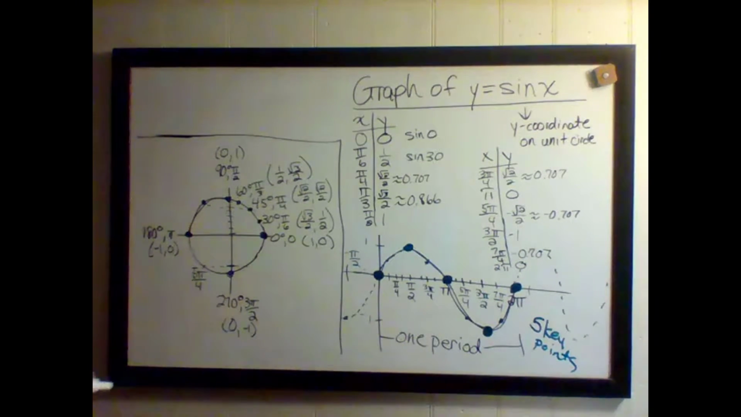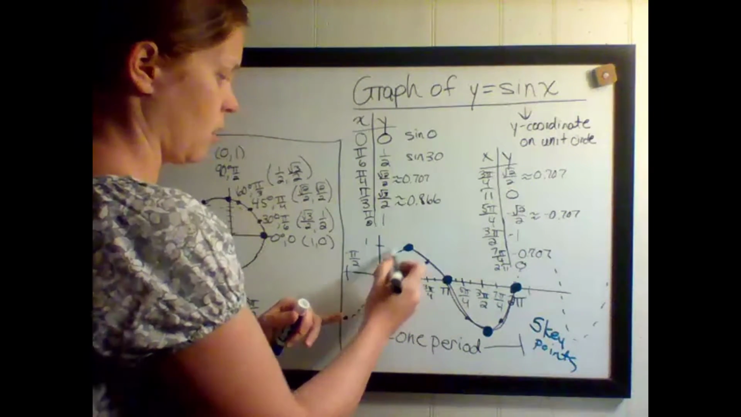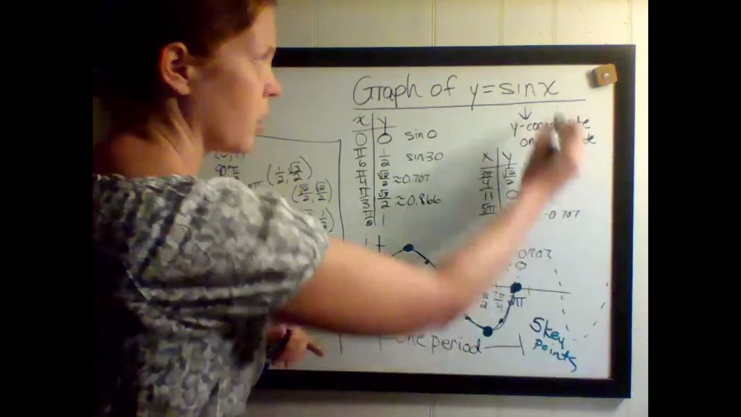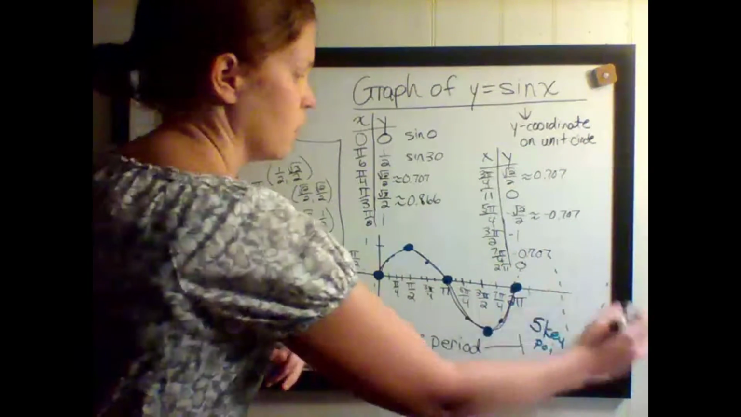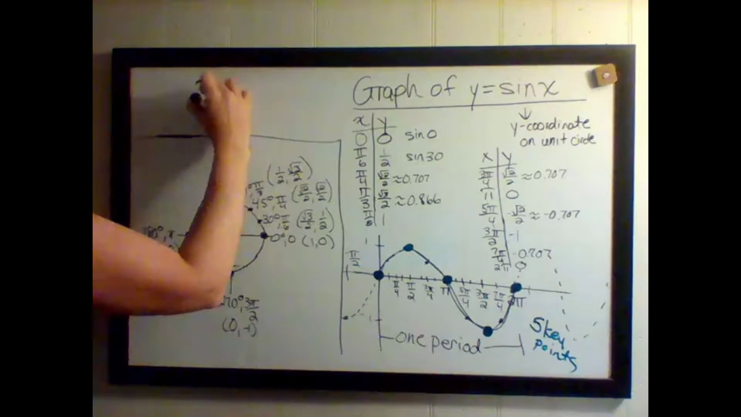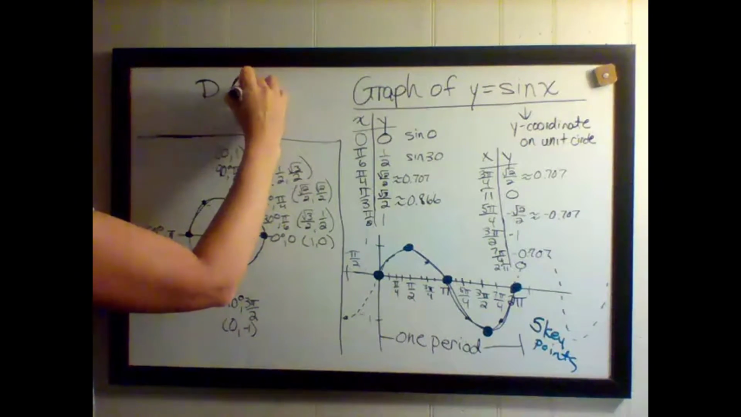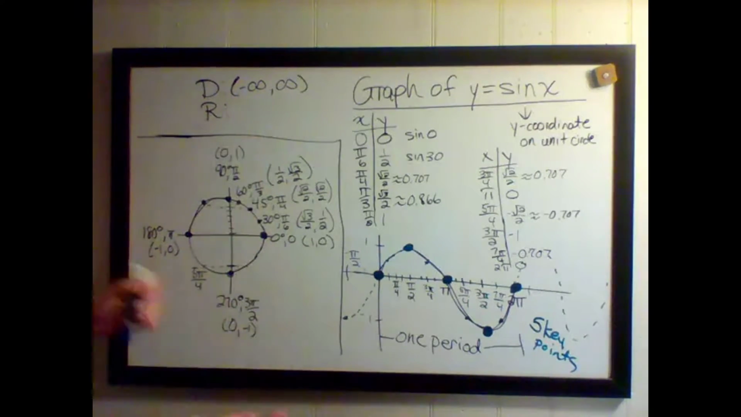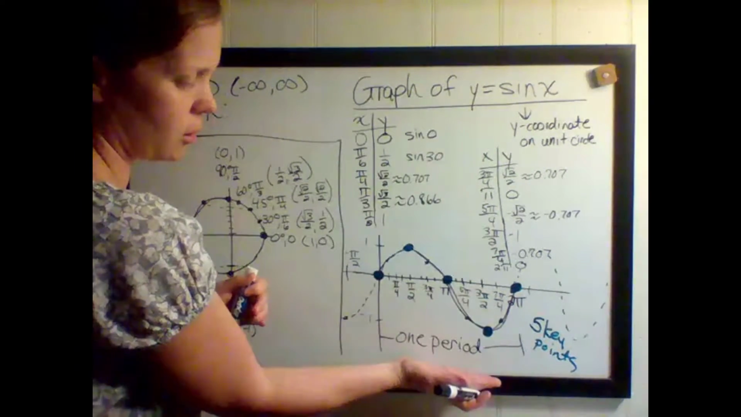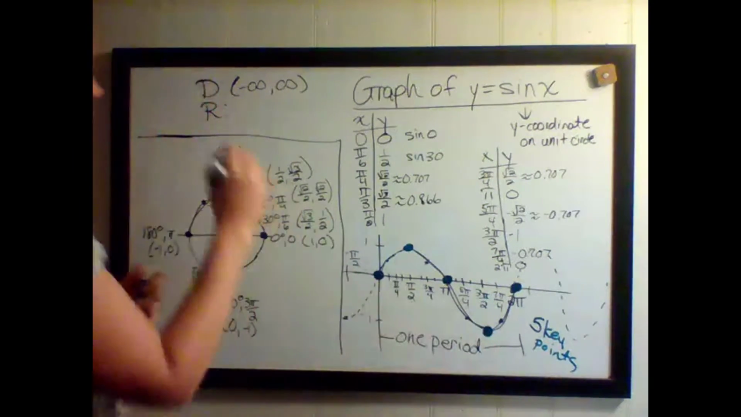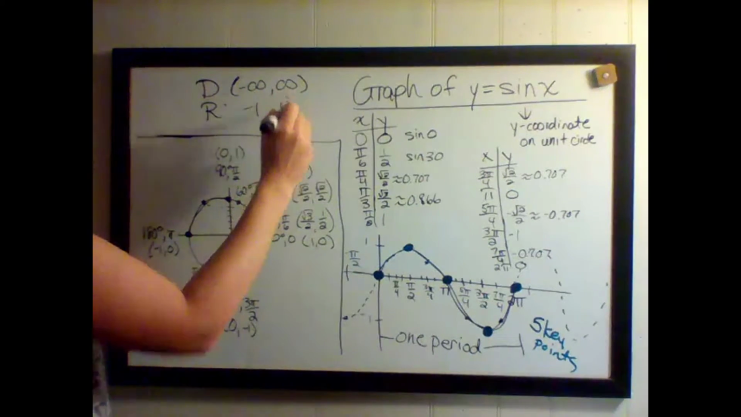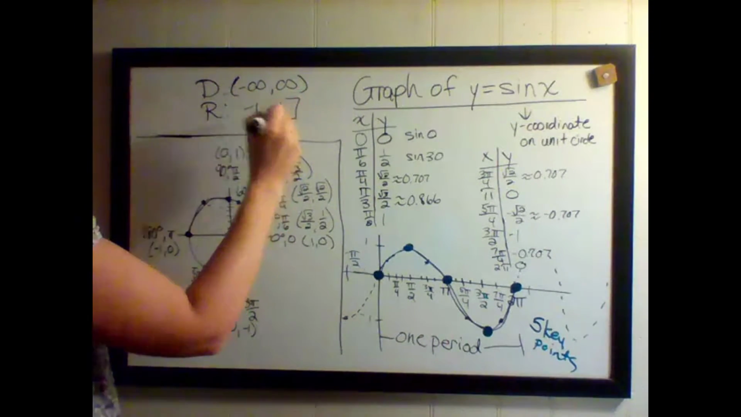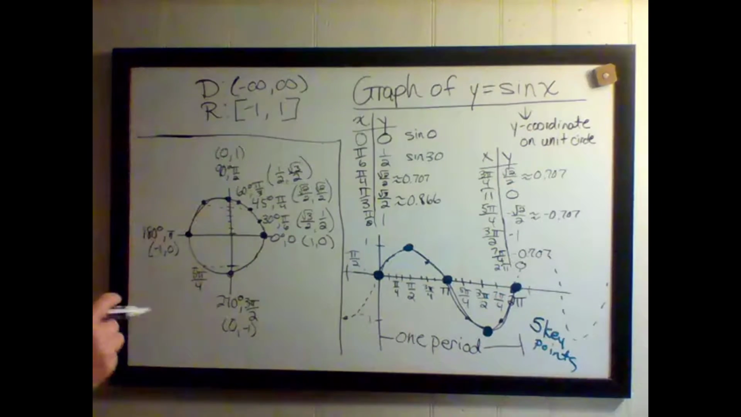Notice too the domain: what are the x's that we can have? We can plug in any angle of x. So let me put it over here. The domain is negative infinity to infinity. The range though, if we look bottom to top, we have no points until we hit negative 1, and then there are values until we hit a positive 1. And those points are included, so we would use a bracket.